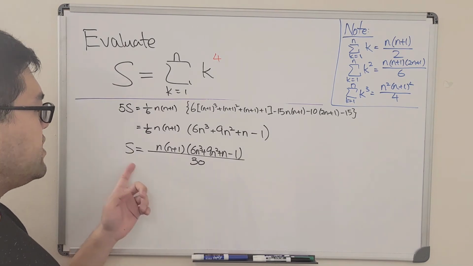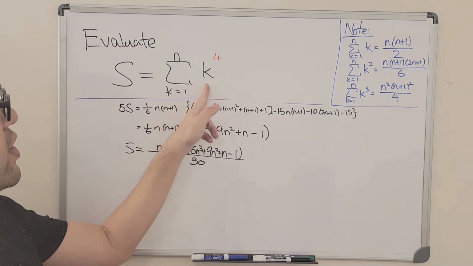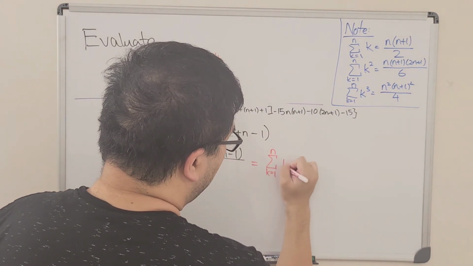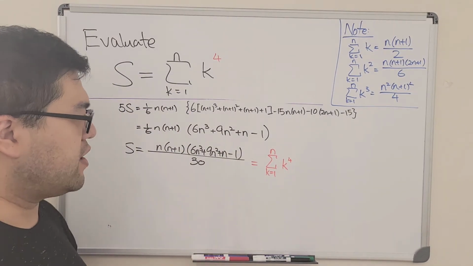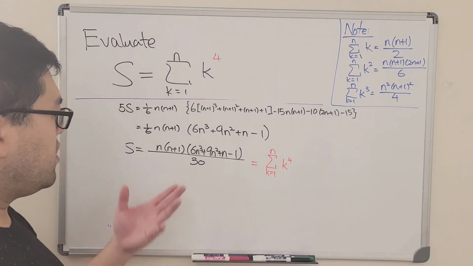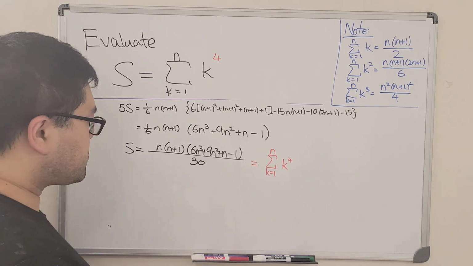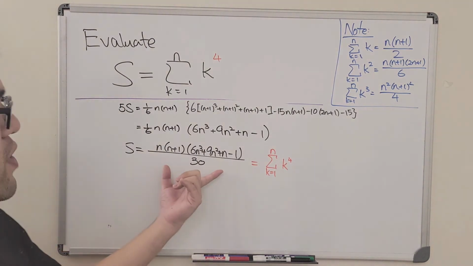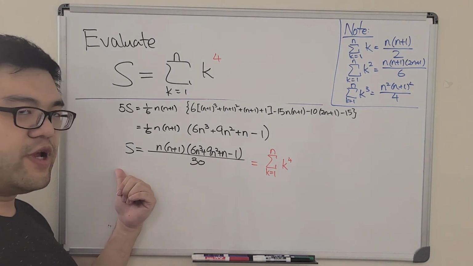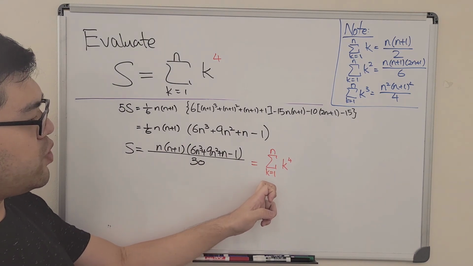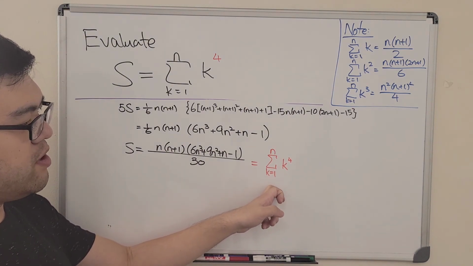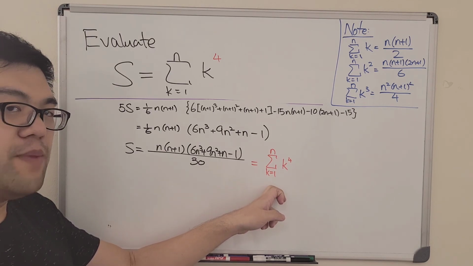So we get the sum s is equal to this expression here. And again, s is what we're trying to find, which is the finite sum of the 4th power from 1 to n. So we just found the expression of what s is. Great. And don't forget, s is what we're trying to find, which is the finite sum of the 4th power up to the nth term.